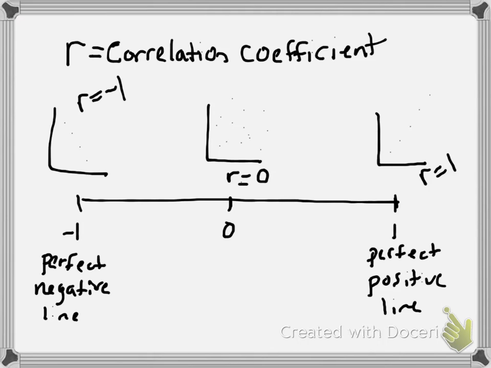Now, an R value can be anywhere between -1 and 1. The closer it is to 1 or -1, the better the line represents the data, or the closer to a line the data is. So if you need anything from the screen, go ahead and get it. We're going to look at a couple examples. We're going to estimate first. So let's say I had something like this.